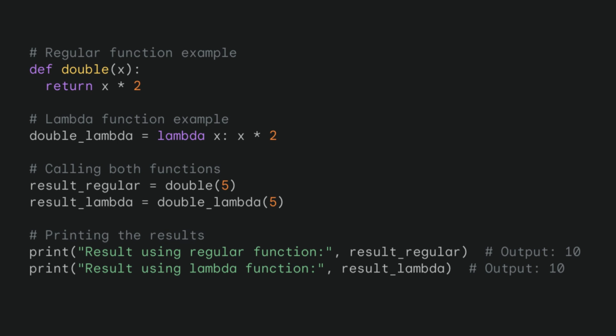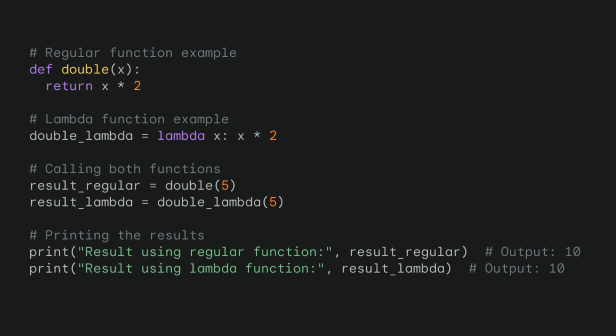Let's see an example of how to actually use a lambda function. Let's say we want a function that doubles a number. Here's how we would do it with a regular function. So this regular function has the name double, and it takes in a number x as the input, and returns it multiplied by 2.